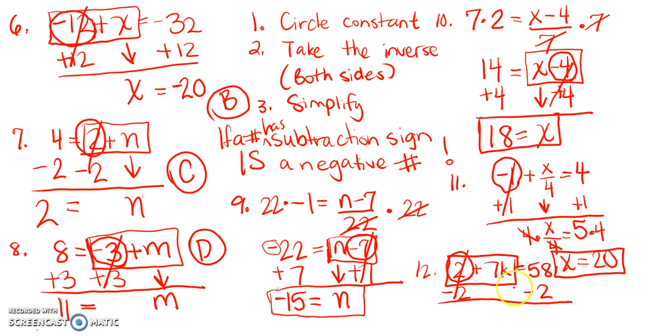That cancels out. I bring down my 7k, and that equals 56. Now I divide both sides by 7. I hope I can fit this on here. And k, or 56 divided by 7, k equals 8. K equals 8, and that's number 12.